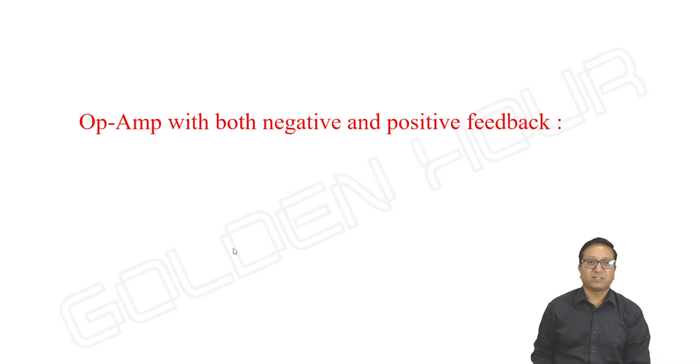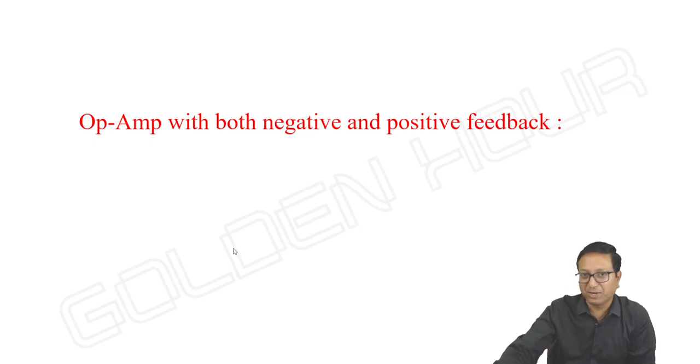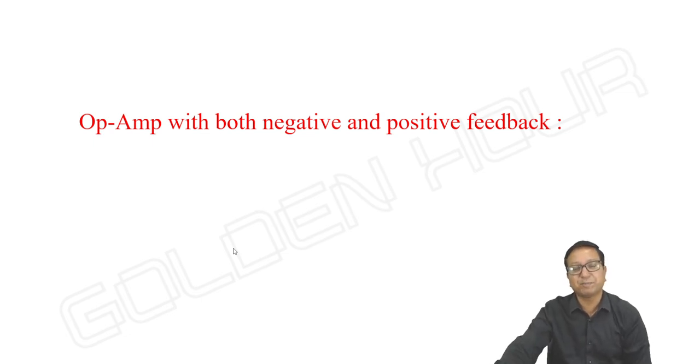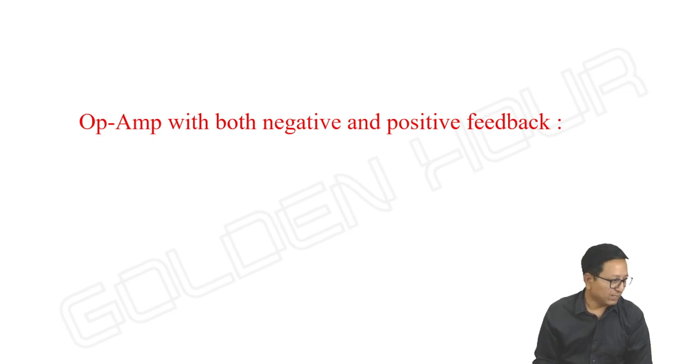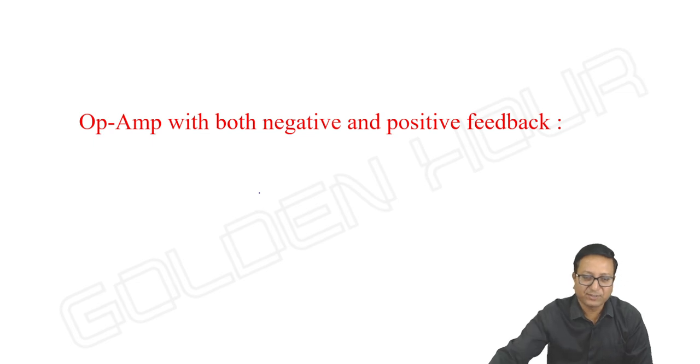Right? The next one, op-amp with both negative and positive feedback. See, so far we have seen the op-amp circuits with negative feedback. And with positive feedback, I told if you have only positive feedback, output of the op-amp is either plus or minus V sat. I told that. Okay, now I'm having an op-amp circuit where the feedback is a combination of both negative and positive. So how do we do this problem?